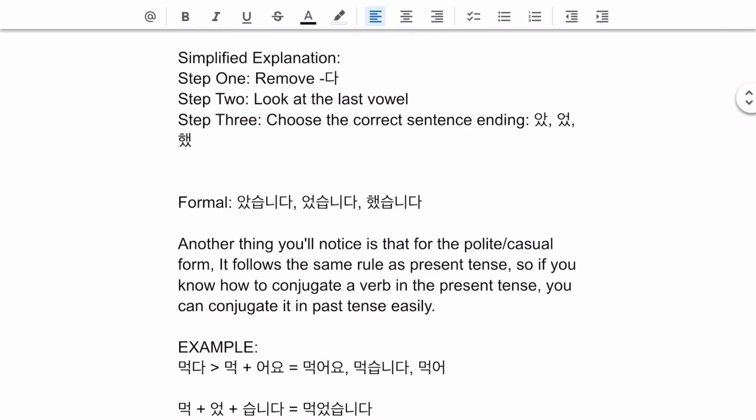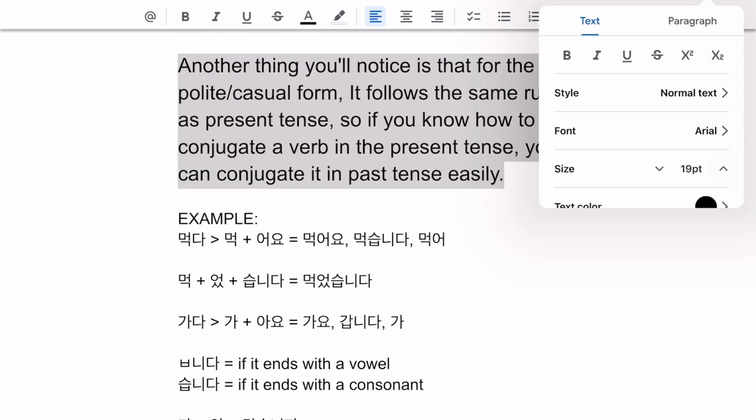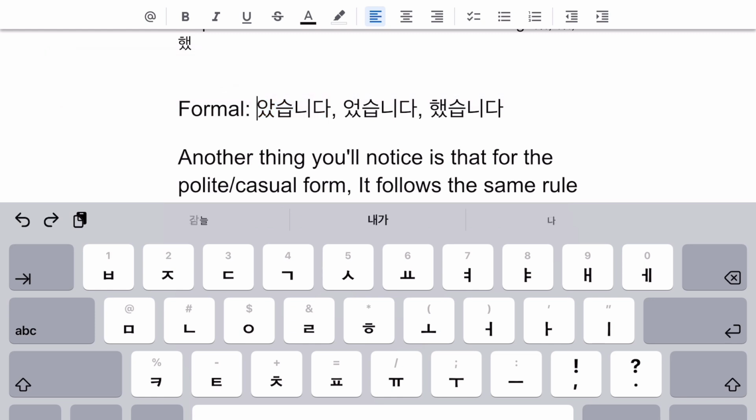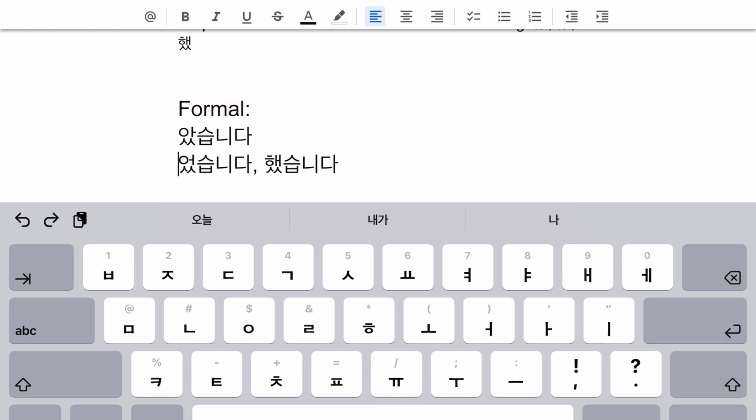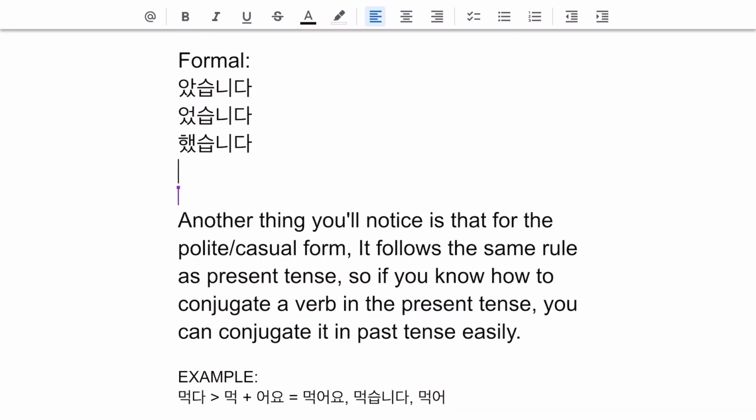So, simplified explanation: remove the da, look at the last vowel, and then choose the correct sentence ending. We're going to start with formal. I don't know why everything is super tiny, but as long as you can see it. Anyway, these are the endings we're going to use: 았습니다 instead of 아요, 었습니다 instead of 어요, and then 했습니다 instead of 해요. So it's the same exact rules as polite casual form in the present tense.